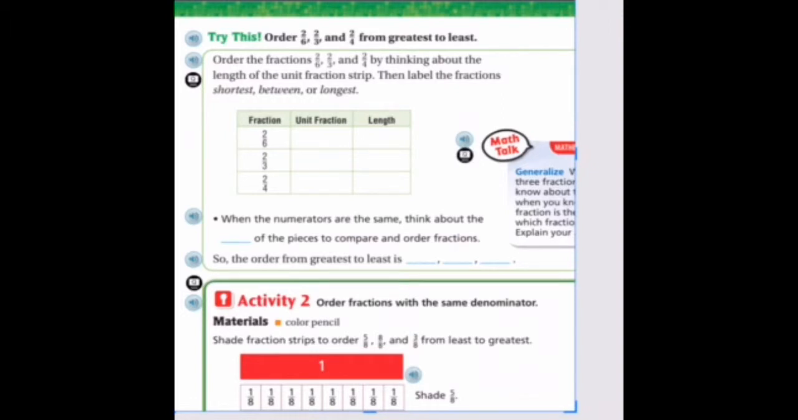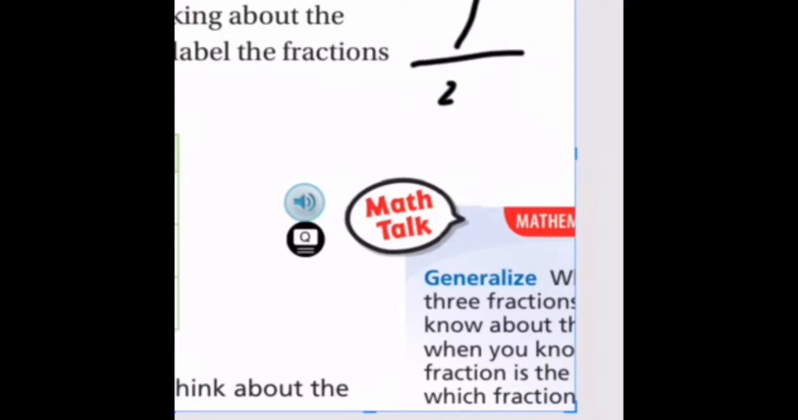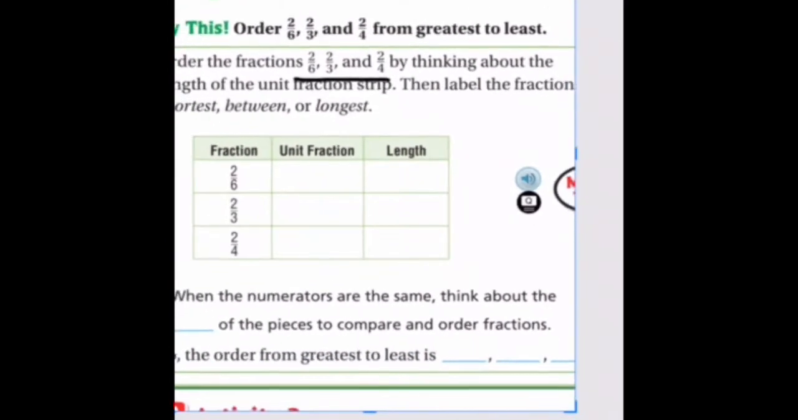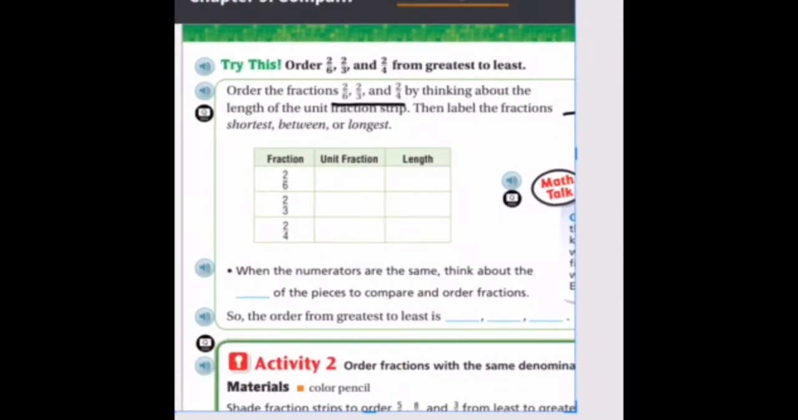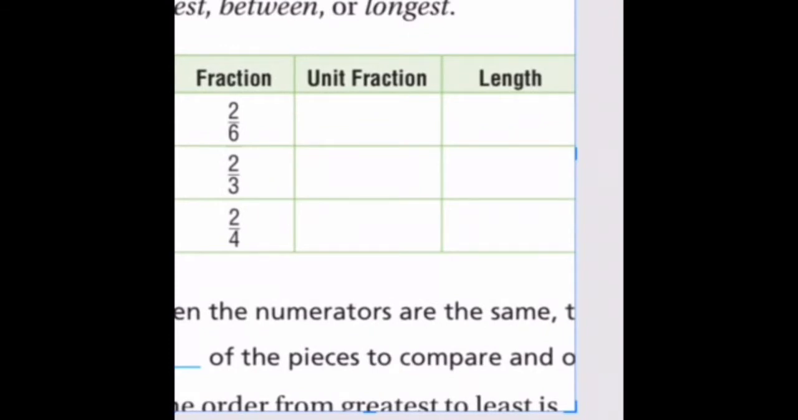It says order fractions 2/6, 2/3, and 2/4 by thinking about the length of unit fraction strips. Remember, unit fractions have a 1 as the numerator. Then label the fractions shortest, between, or longest. So for 2/6, the unit fraction is going to be 1/6. For 2/3, the unit fraction is 1/3. And for 2/4, the unit fraction is 1/4.